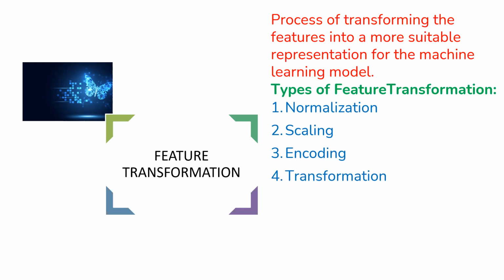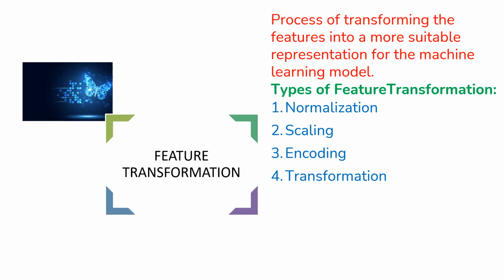Now we will see what is meant by normalization. Normalization is rescaling the features to have a similar range, such as between 0 and 1, to prevent some features from dominating others. So you normalize all the features, and you prevent one feature from dominating another feature. That is called normalization.